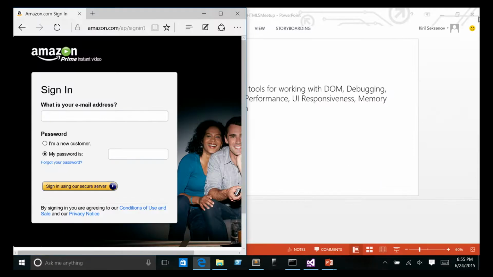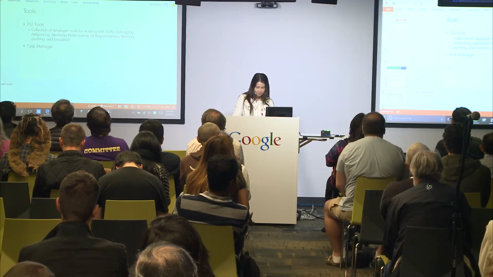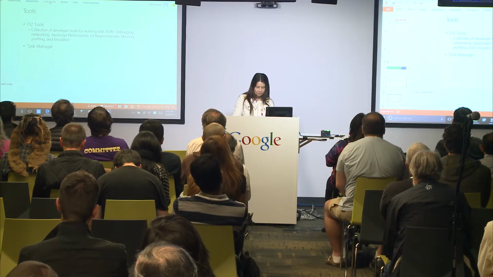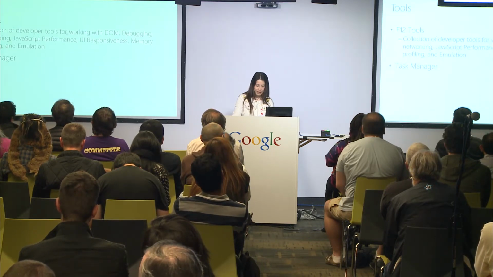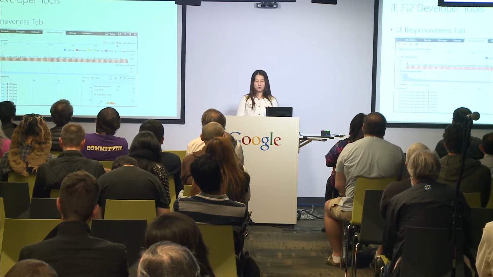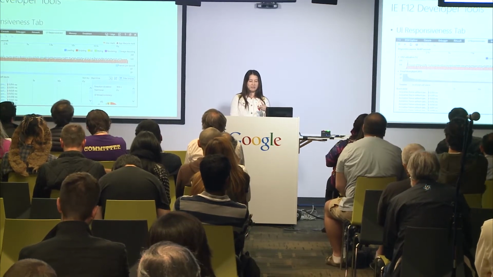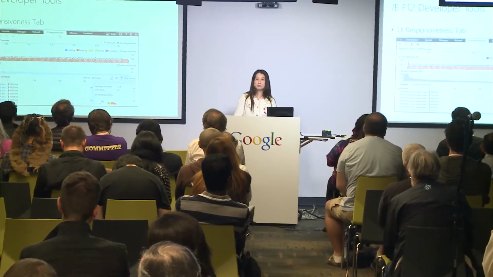All right. Okay. So let's continue from there. This is the F12 tools. I just did screen snapshots. It's available on IE11 as well. In IE11, it's called UI responsiveness, but it's the same thing as in the Edge I just showed you. It's called performance, the same feature.